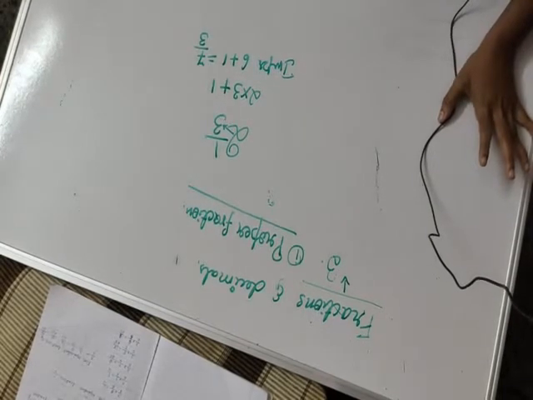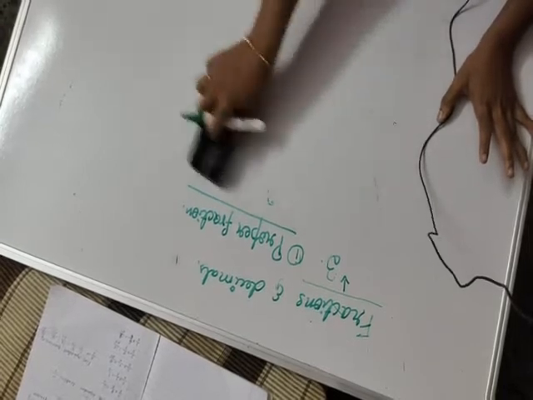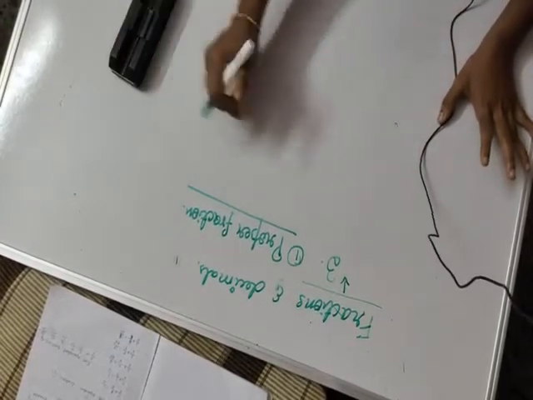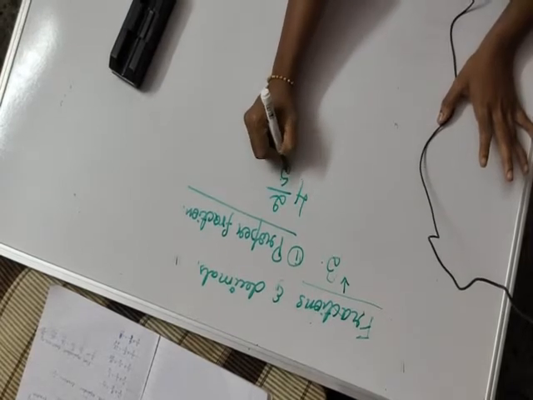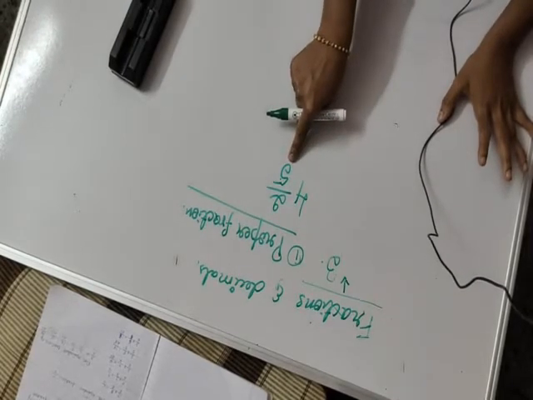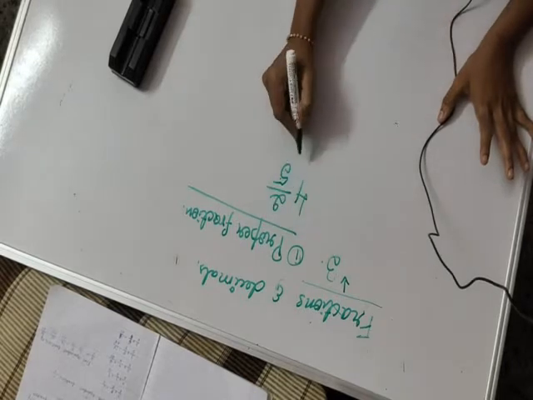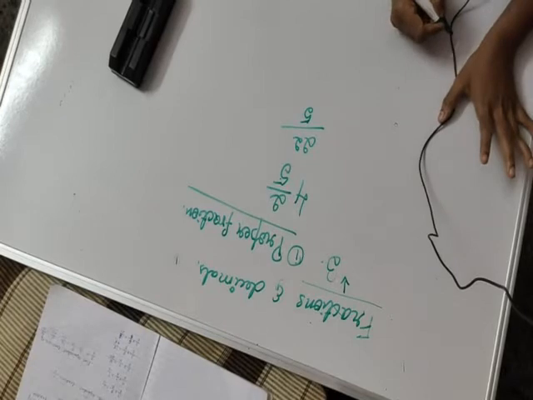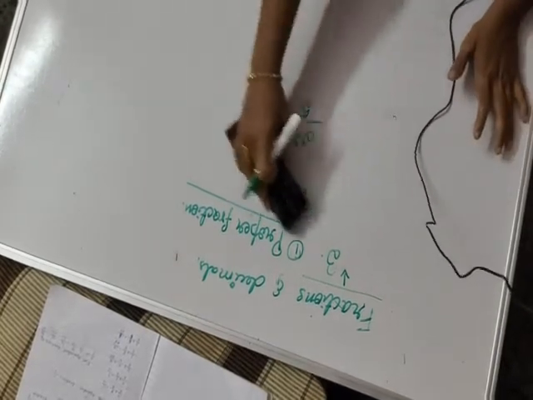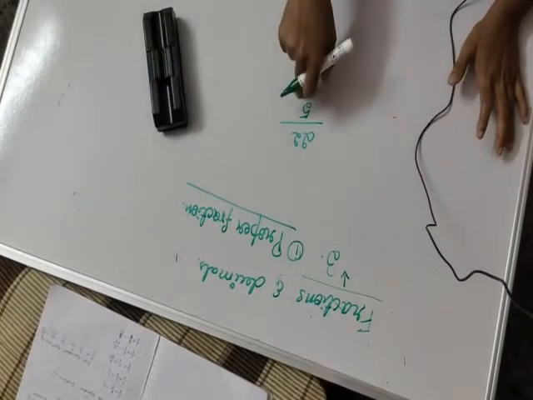Understood? That is mixed to improper. See, one more I will do. 4 into 5, 20 plus 2, 22. Denominator 5. Understood? Okay.